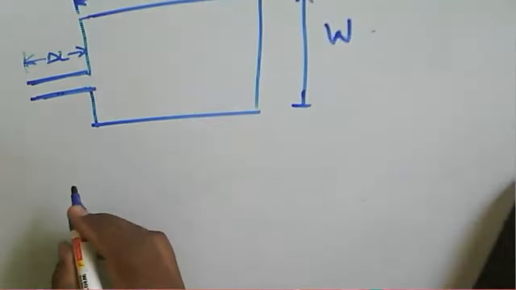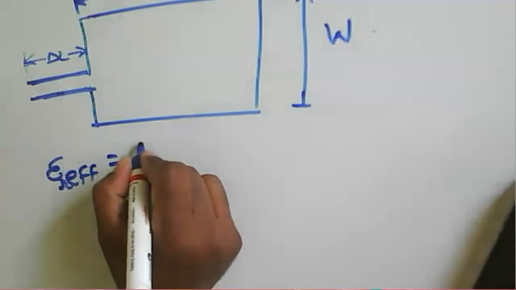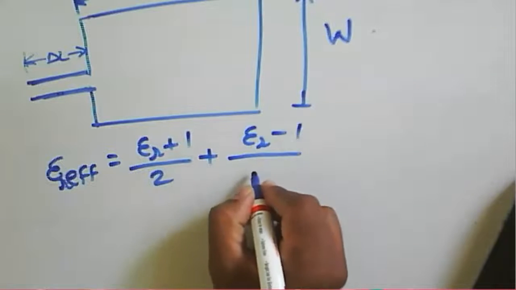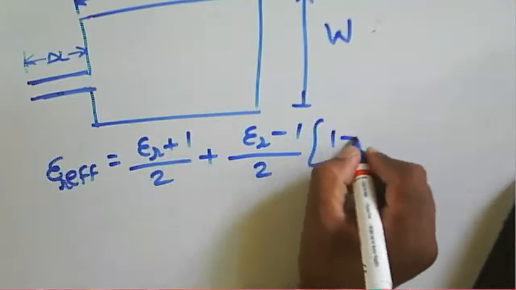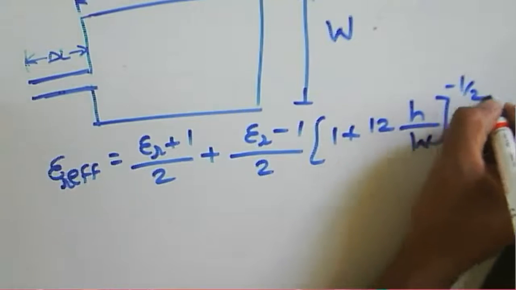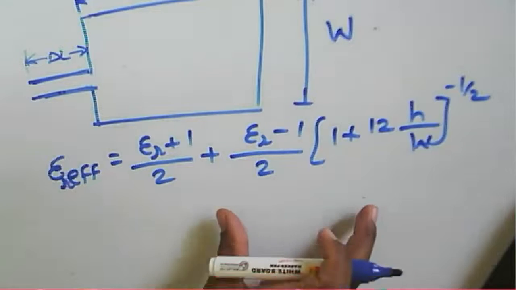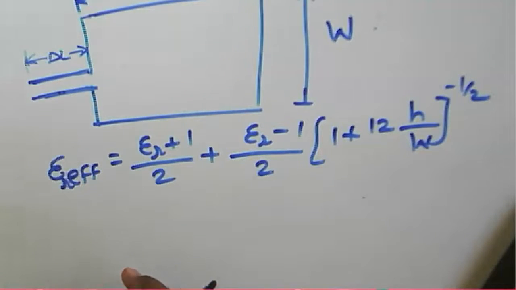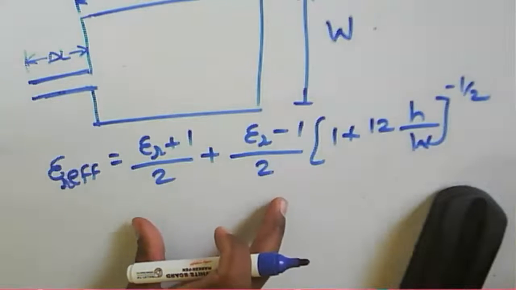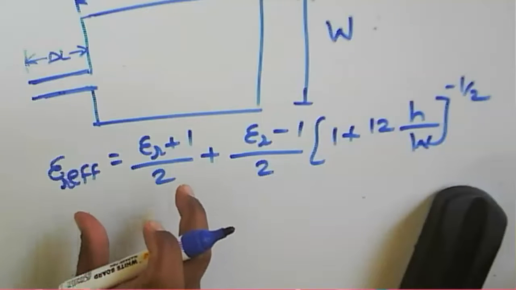That's about W. Then what will be the effective value? The effective value of the dielectric constant will be nothing but epsilon r plus 1 divided by 2, plus epsilon r minus 1 divided by 2, times 1 plus 12 H by W raised to minus 1 by 2. We have seen a similar thing earlier in the microstrip line. Knowing the effective dielectric constant, we calculate delta L.